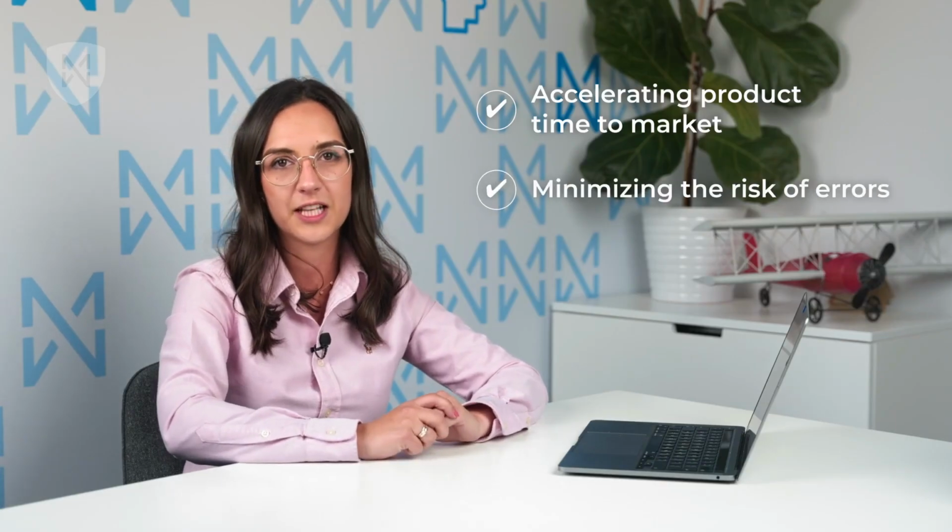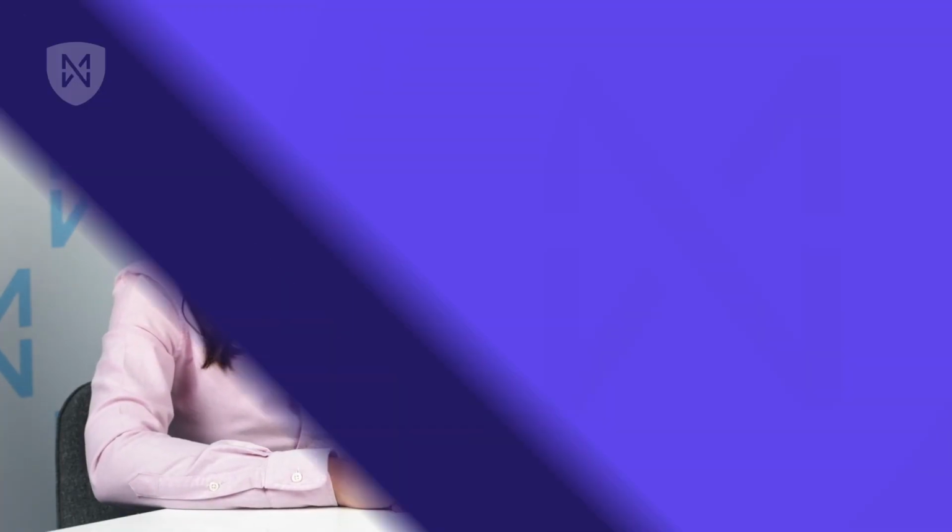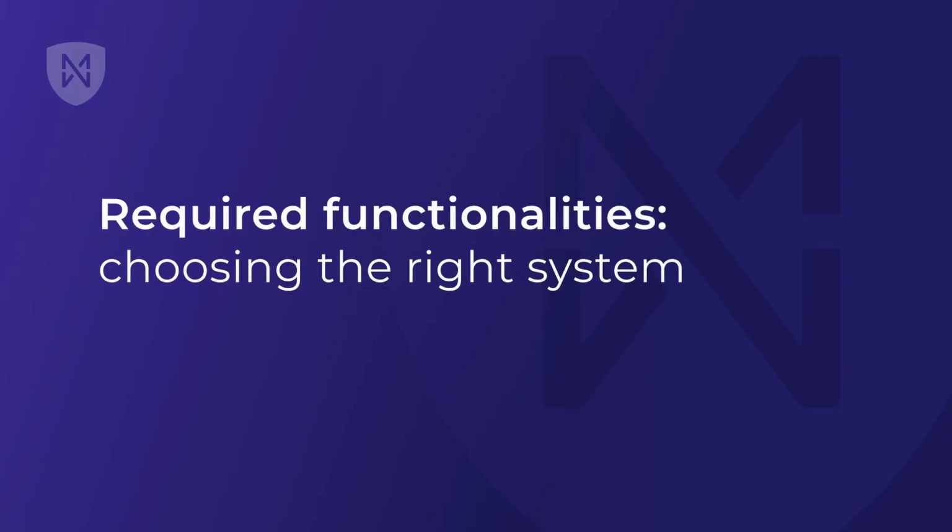It is only through well-thought-out and properly executed integrations that it becomes possible to achieve the key benefits of implementing PIM, such as accelerating product time to market and minimizing the risk of errors in specifications. Automatic data exchange between systems eliminates the need for manual information processing, which significantly reduces the risk of mistakes and increases operational efficiency. Another important factor is the range of functionalities in the PIM system that you care about.